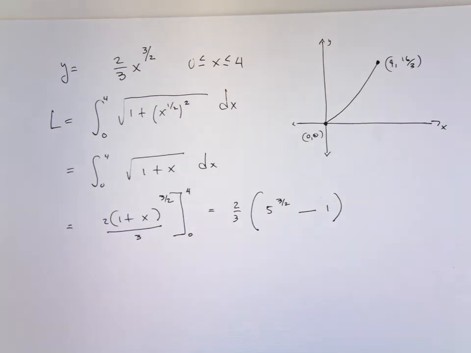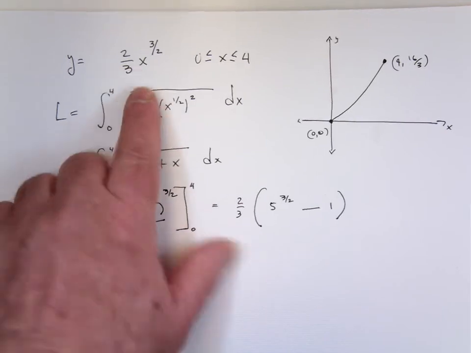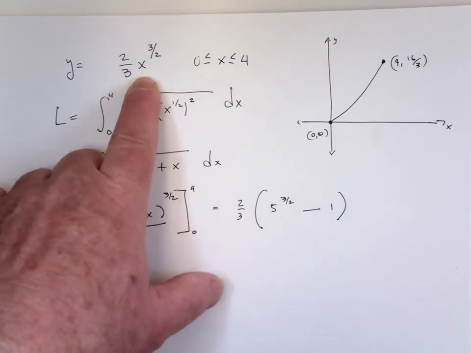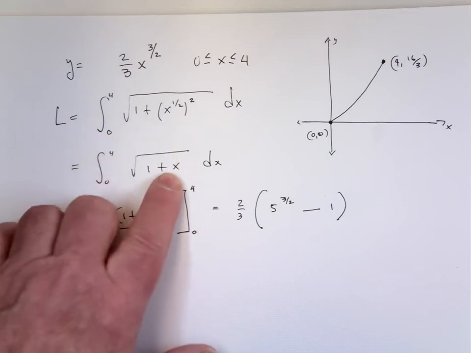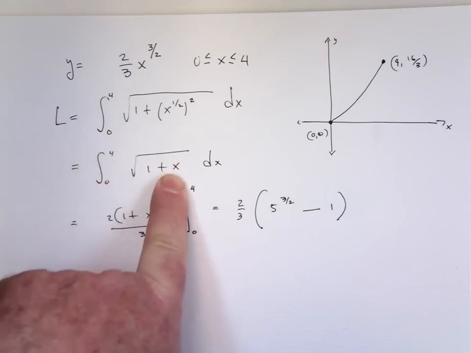All right, any questions on this? Go ahead, Louis. You took the derivative of x? I took the derivative of my function, and then I squared it to get x. That's what I did. Is everybody okay?